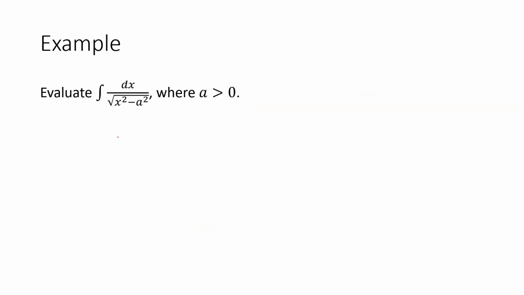Let's look at one that involves the secant substitution. All right, now notice this is in the form x squared minus a squared. So we're going to let x equal to a secant theta. And then that allows us to use the identity secant squared theta minus 1 equals tangent squared.